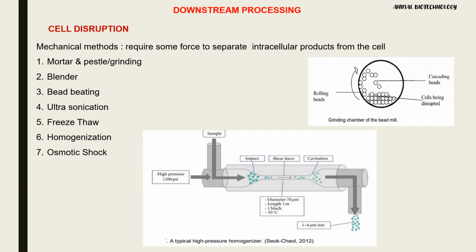Some other methods used in large-scale units are bead beating. In this, a bead mill is composed of a grinding chamber with beads along with the culture, as shown in the figure. The unit is agitated, leading to disruption of cells by shear forces and collision of beads. Next, sonication. In this method, homogenizers which induce vibrations are immersed into the solution. It is a very successful method in small-scale cultures.